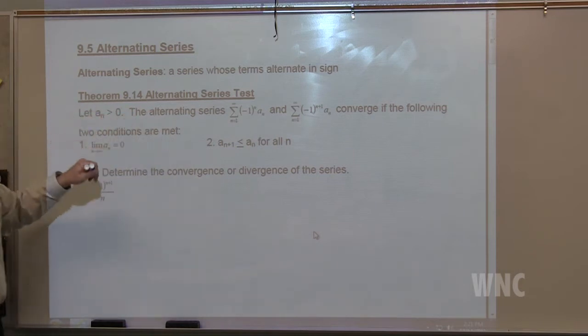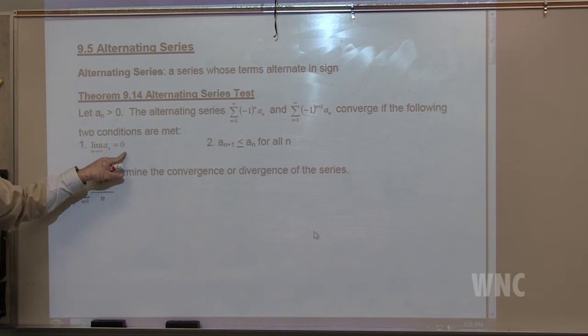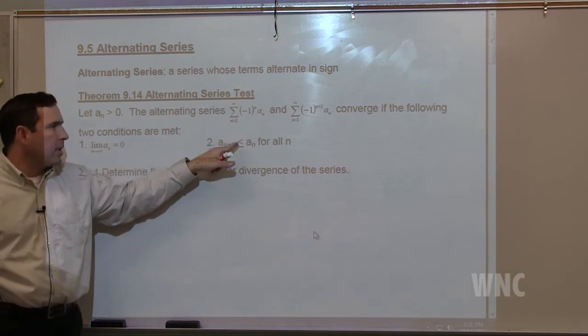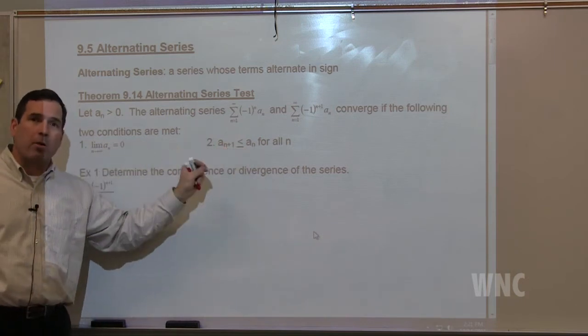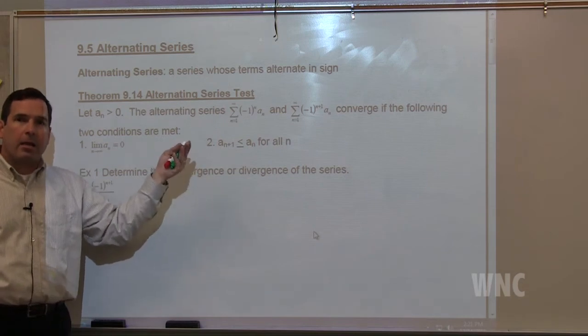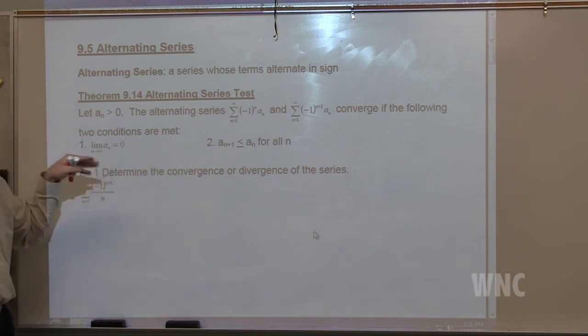The series converges if two conditions are met. The limit as n goes to infinity of a sub n is 0, and a sub n plus 1 is less than a sub n. So they're getting smaller every time, and the limit is going to 0.